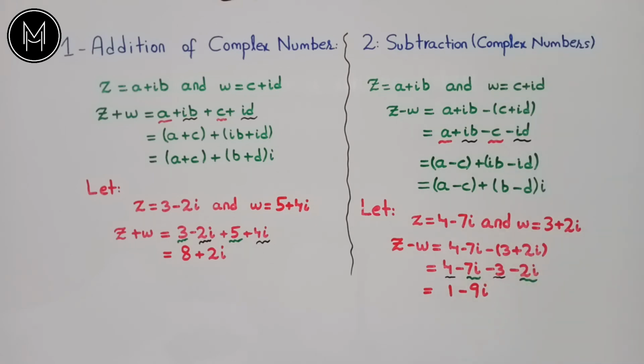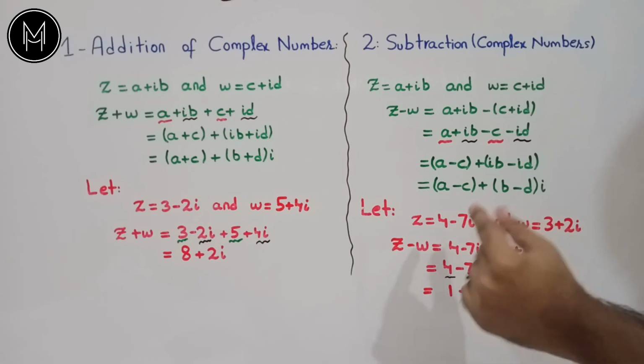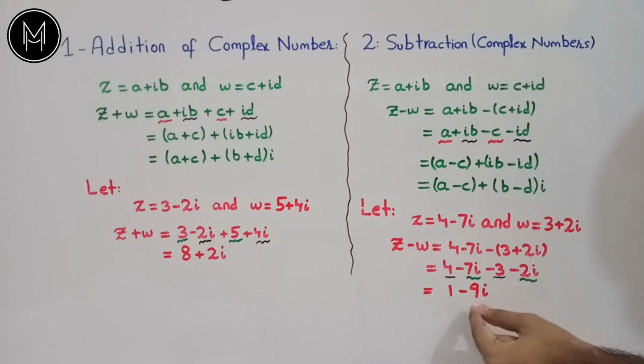Now again subtract a real part from another real part and imaginary part from another imaginary part. There are two real parts, 4 and minus 3, so 4 minus 3 would be equal to 1, and two imaginary parts, minus 7 and minus 2. So minus 7 and minus 2 is equal to minus 9. So 1 minus 9i. So this is the result of subtraction of complex number w from complex number z. So 1 is the real part and minus 9 is the imaginary part.